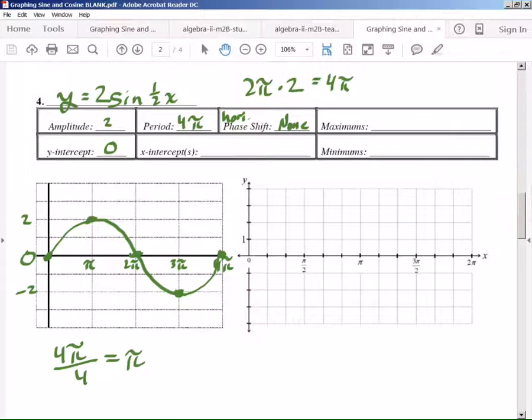And so how would this look on our graph? Do we have a 4 pi on our graph? It only goes to 2 pi right here. So really, all we're going to see is this part of the graph.